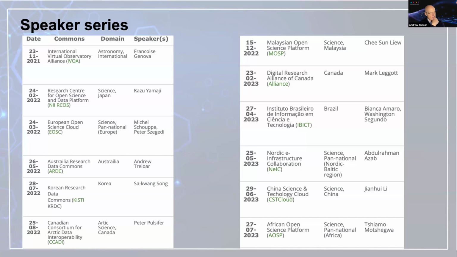The speaker series, I think I could describe this as some of the usual suspects. So someone called Francois Genova, who I've never heard of, spoke about the International Virtual Observatory Alliance. So this is an example, if you like, of a discipline commons. We had a number of national commons. You can see there Japan, Australia, Korea, Canada, Brazil. We had some regional commons, the Nordic infrastructure collaboration, the European Open Science Cloud. So kind of a real mix of different kinds of things, national, pan-national, discipline.